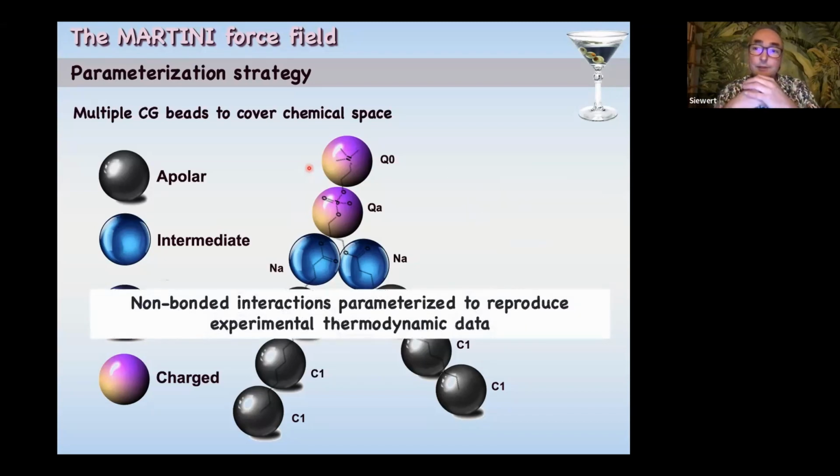Of course, the essence of the method is that you calibrate the interactions between these different bead types, and for that we rely on experimental thermodynamic data. There's a lot of data available that tell you how certain small chemical molecules or fragments partition between different kinds of environments, between polar and apolar environments, for all sorts of different solvents. And we use that data to calibrate the forces between these different particle types.